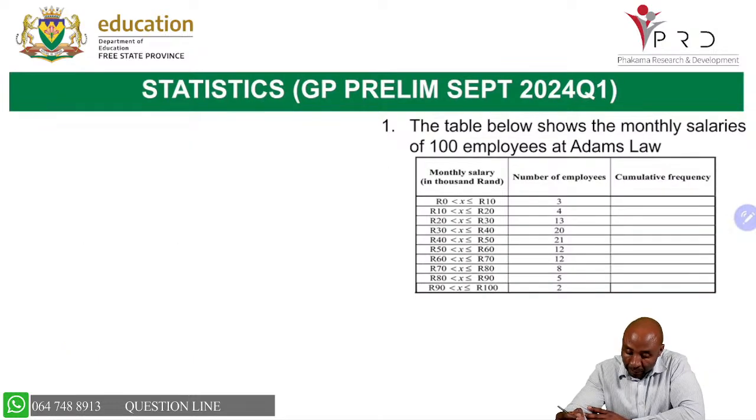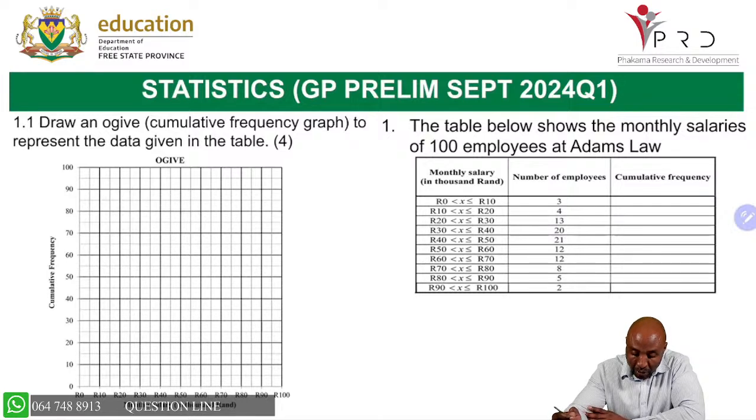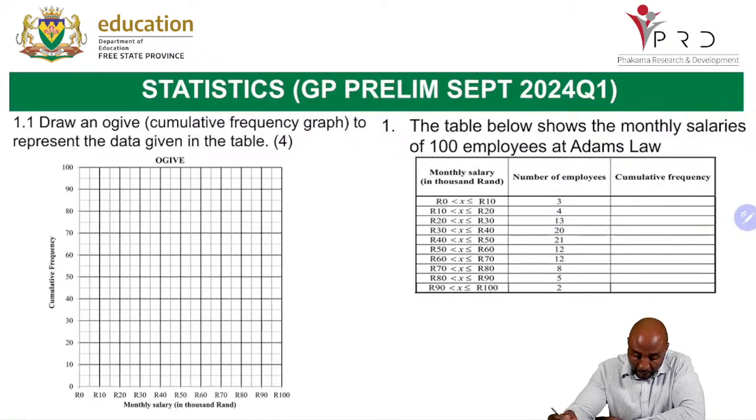Now we move on. Now here is a second activity that I would want us to quickly look at. This is extracted from our Gauteng prelim. Try to draw the Ogive and you complete the cumulative frequency column. I will give you 4 minutes to do this.